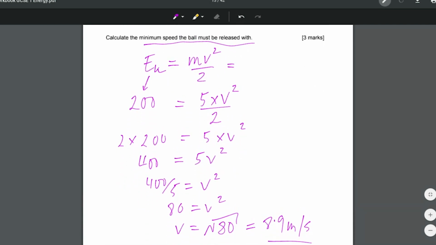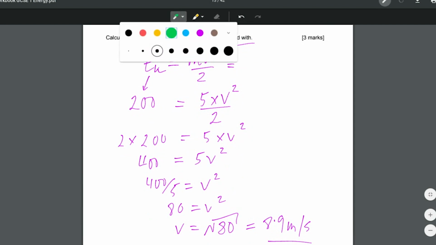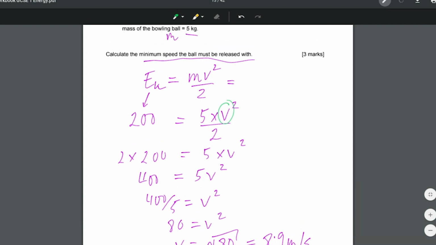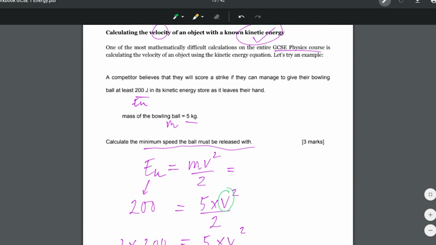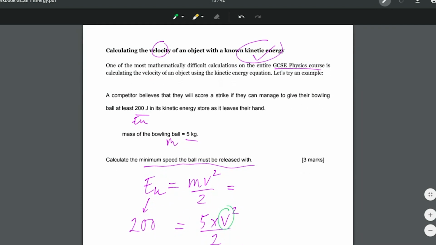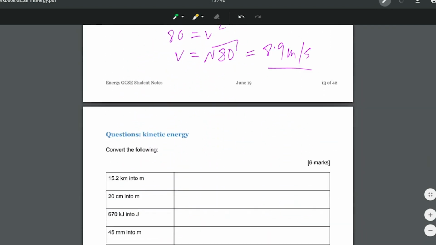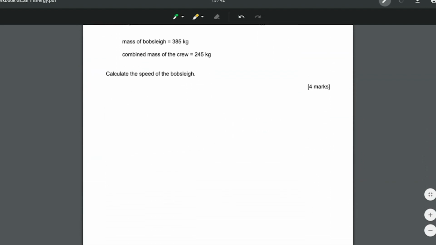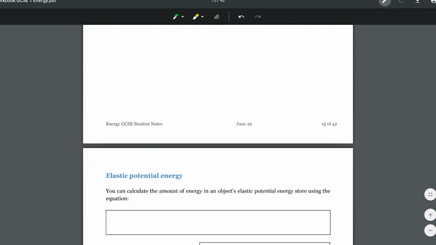So it looks like we've done a whole load of maths there. We're just rearranging to find this missing v here in the equation. So you can take it step by step, and then you can guarantee yourself that you can answer any question on kinetic energy. Try these practice questions that are on the workbook, and then we'll be into the next section.